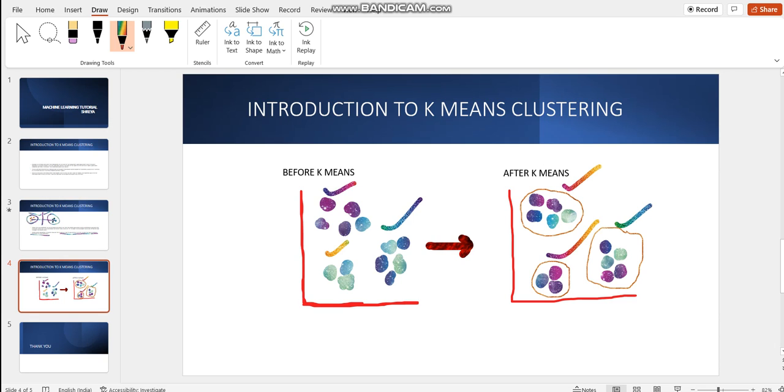So this is the working of K-means clustering, and we will see the different applications of K-means clustering in the next video. So till then, I hope you liked it and you also enjoyed it.